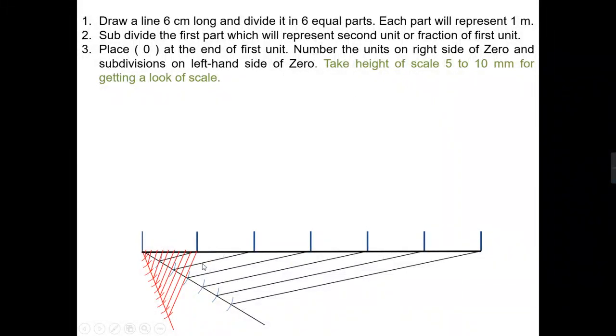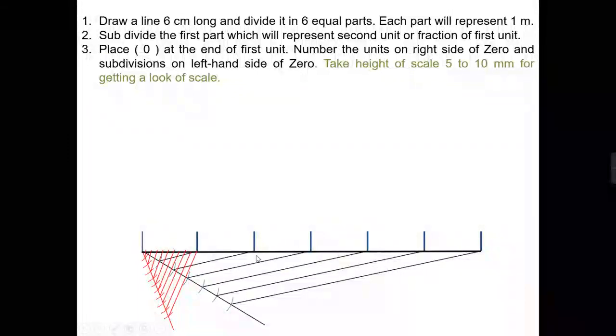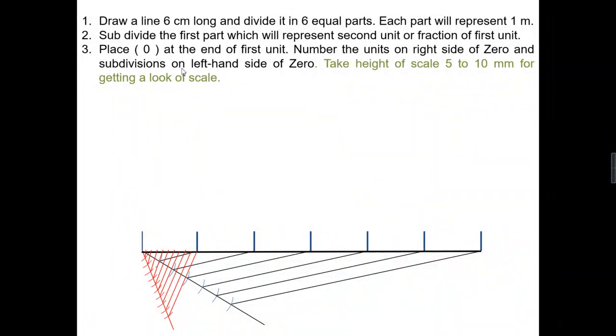So from here, this will be 1, and after that the subdivisions on the left side of the 0. Means if 0 is here, then you have to mark the 1 here, 2, 3, 4, 5, 6, 7, 8, 9 and 10 in the reverse order.